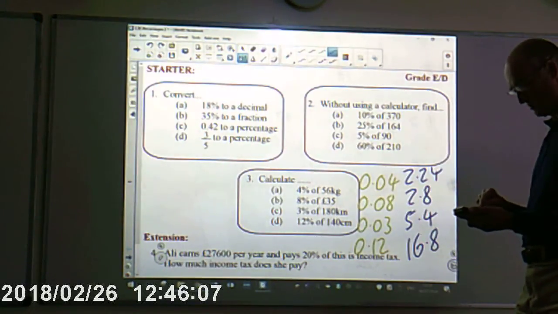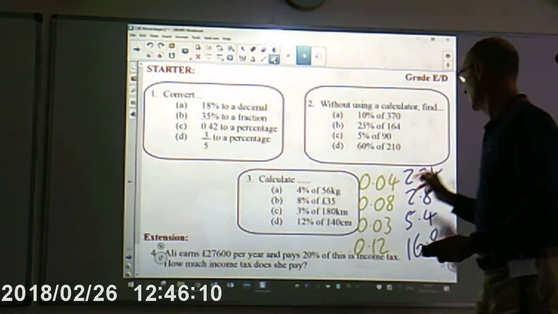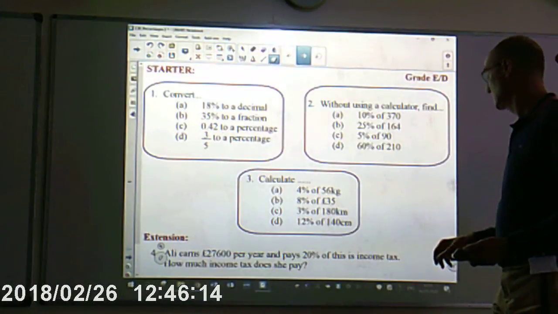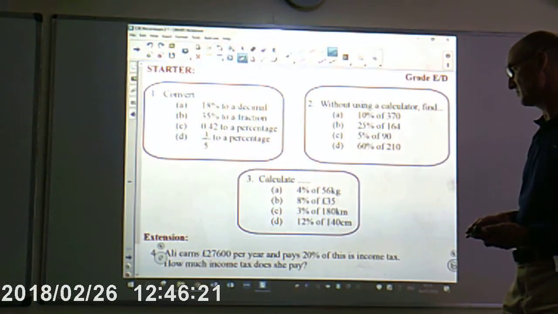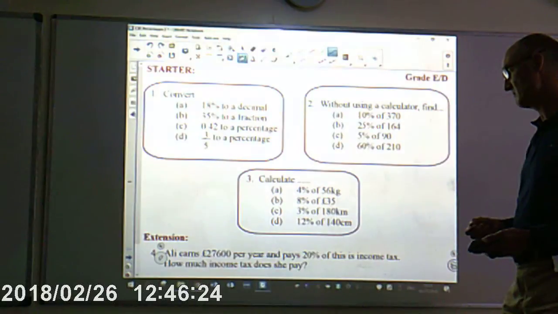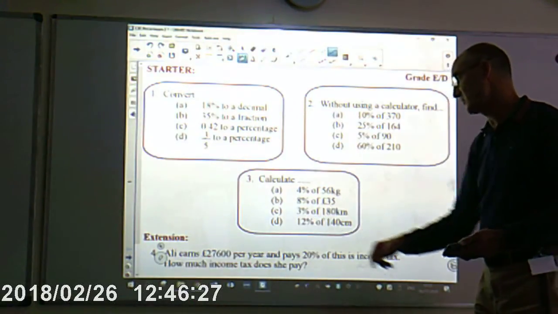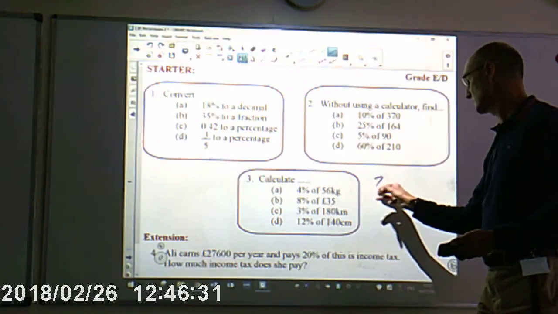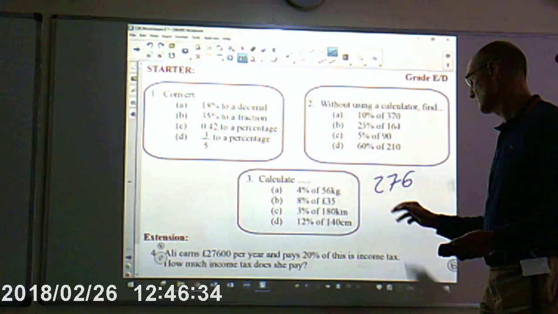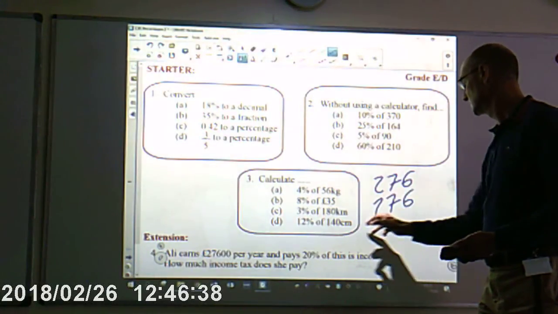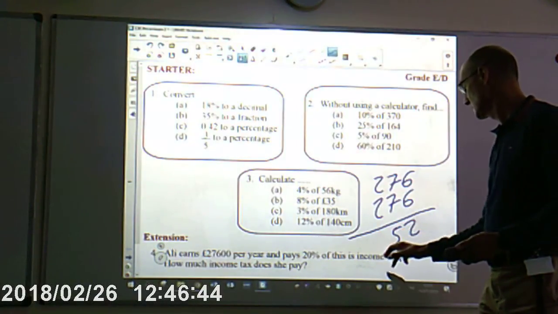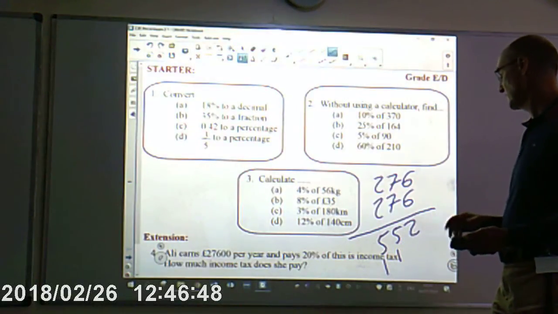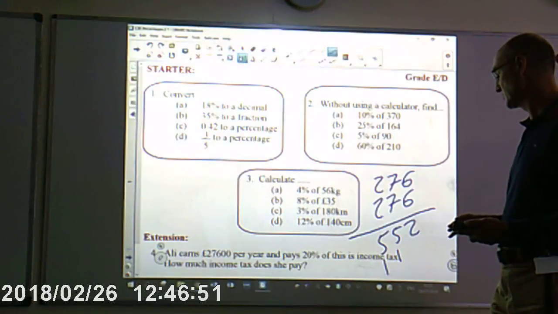Right, we'll do our extension question. What was this talking about? It was saying Ali earns £27,600 per year and pays 20% of that in income tax. So, what's 10% of 27,600? 10% is £276. Two lots of that is £552, which seems a sensible answer to me. So £552 is what she actually pays in income tax.